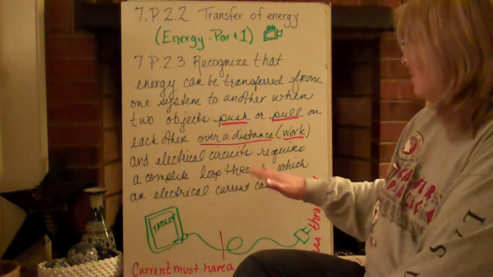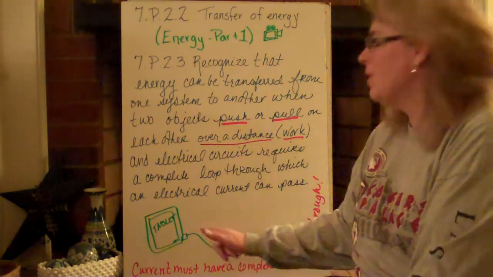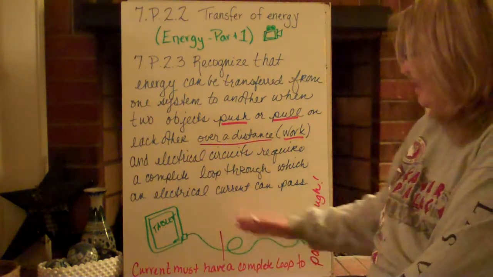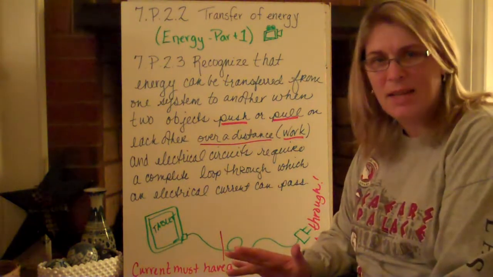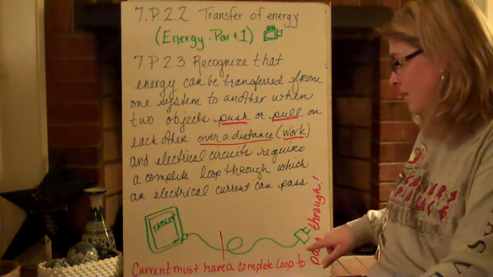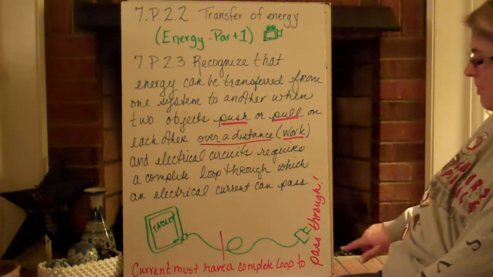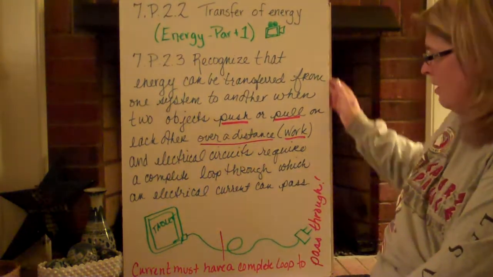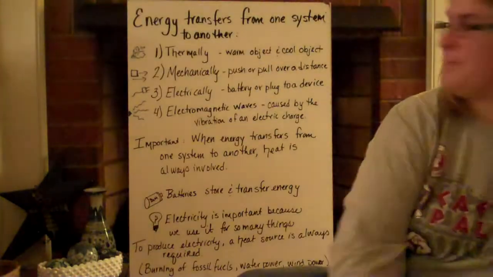And electrical circuits require a complete loop through which an electrical current can pass. So here I drew a picture of an iPad or a tablet or any device you've plugged in. Plug it into the wall. You know what happens if you have a short in the wire, you cut the wire or you unplug the wire, your device dies. It doesn't charge up. To have the electrical energy actually work, the current must have a complete loop to pass through. When you cut that, it doesn't work. That's probably the most basic form I can think of. And I know you all get that because you all charge something from one time to another.